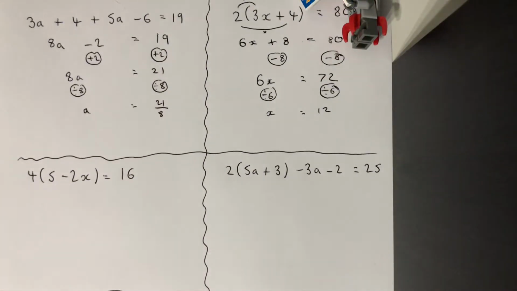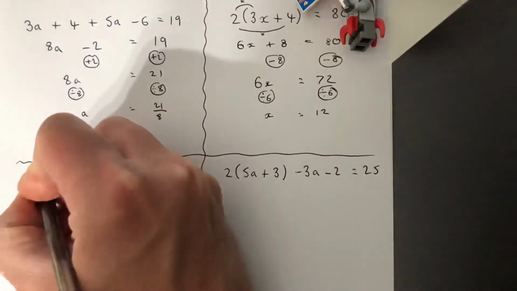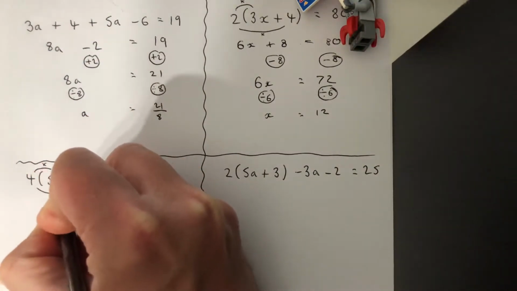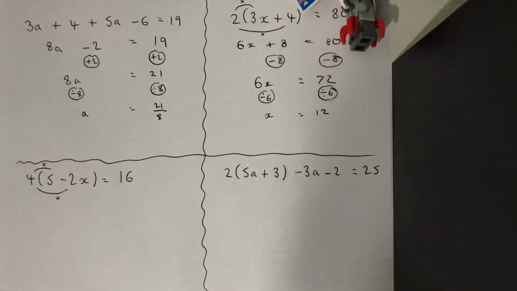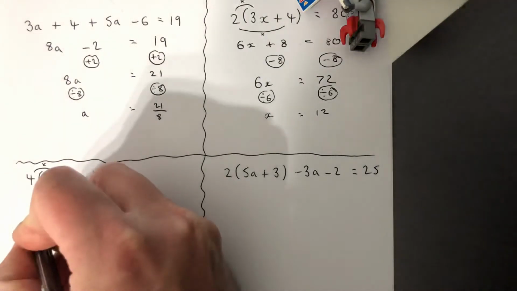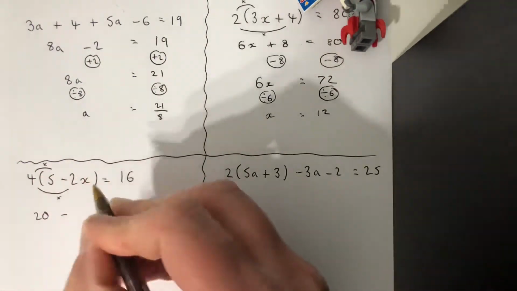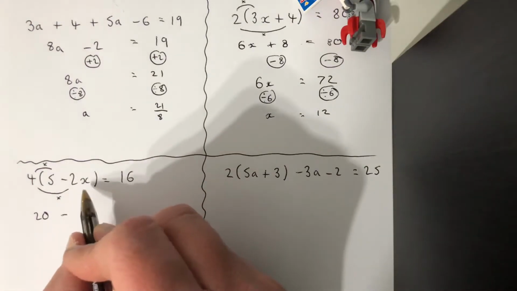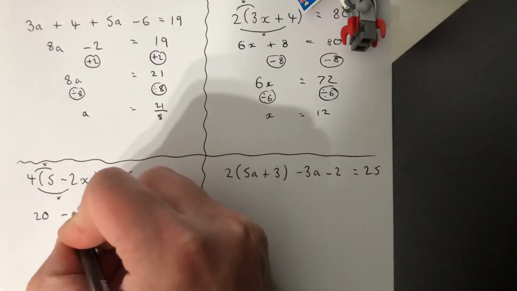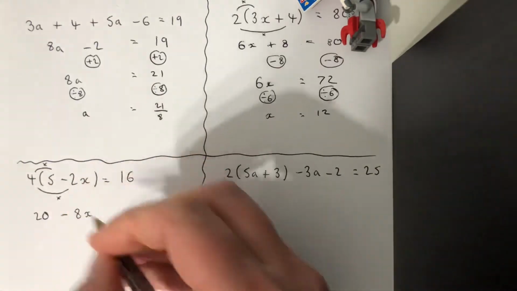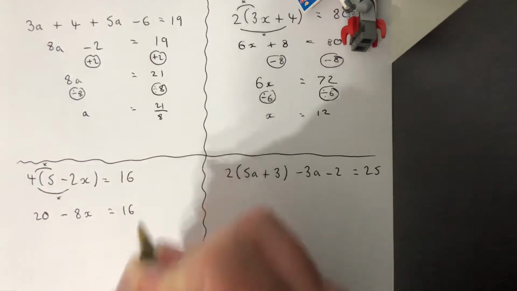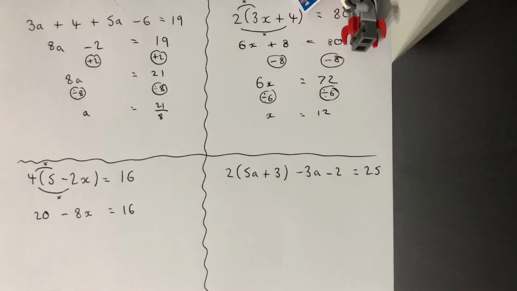Okay, this third question, halfway there, 4 in brackets 5 take away 2x equals 16. Very similar to the last one, it's just brackets. Get rid of them, times them out. So if we do that, times this one and that one all out, 4 times 5, not too difficult there, is 20. And then take away 4 times minus 2x will be minus 8x. So we're going to take away 8x. 4 times 4 is 16, of course. That gives us one like we've had before.